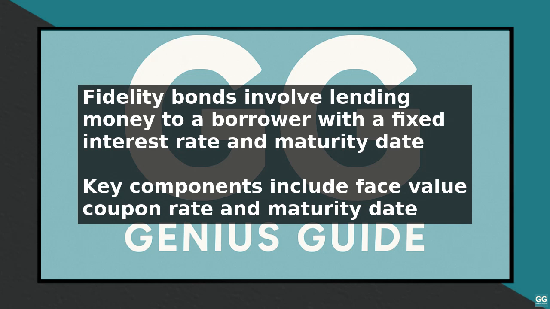First, it is essential to understand the key components of a Fidelity bond. These include the face value, which is the amount borrowed, the coupon rate, which is the interest rate paid to the investor, and the maturity date, which is the date when the bond expires.